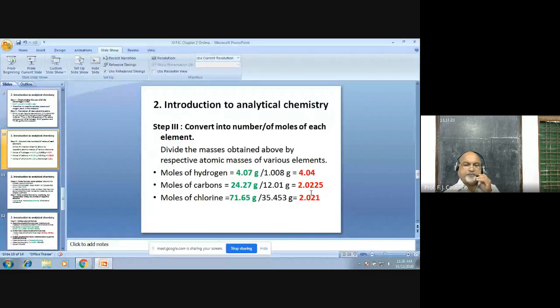that gives you 2.0225. And the mass of chlorine, that is 71.65 grams, divided by the atomic mass of chlorine, that is 35.453, gives you 2.021. Got it? So this is the second or third column operation. Next.